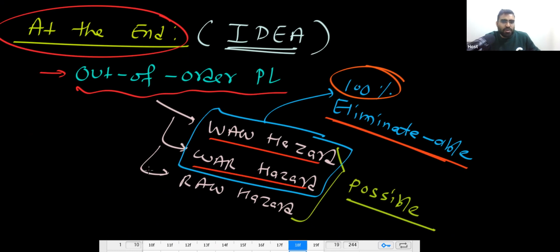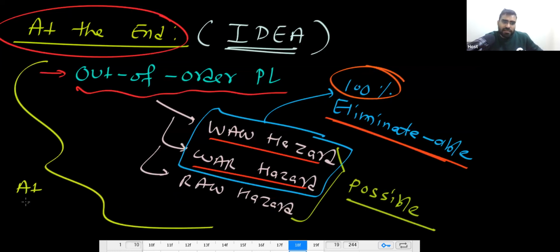These two poor people, no one fears them. Okay, no one is going to fear them. These two poor people, WAW and WAR hazard, have no terror. But RAW has terror. So this is the true one. That is the reason this is called true hazard, or basically true dependency. Anyway, you understood the point. But let's move on. All this explanation we will see at the end.